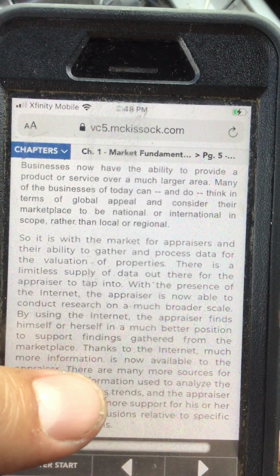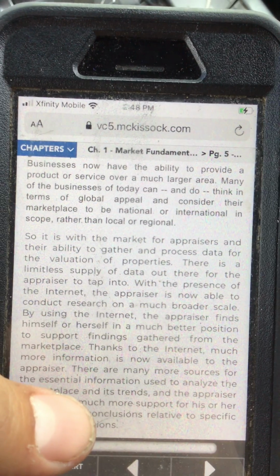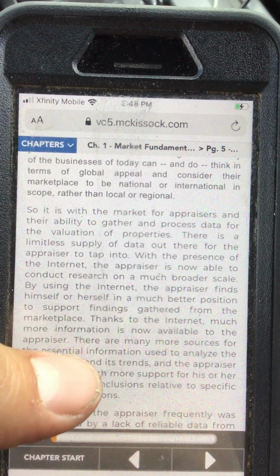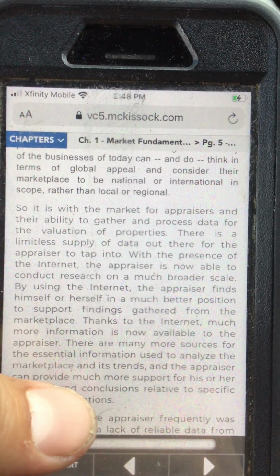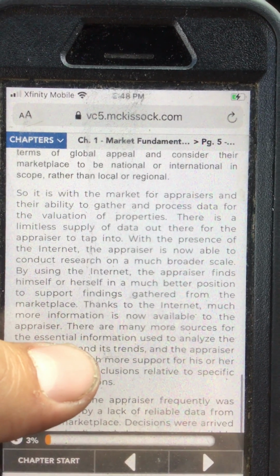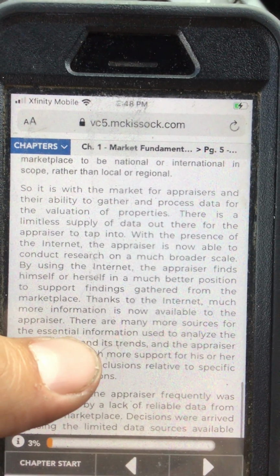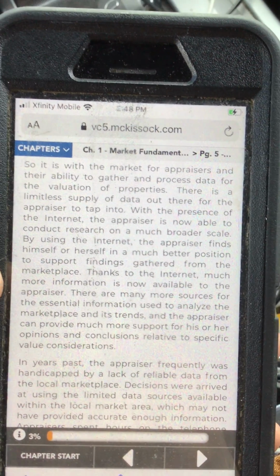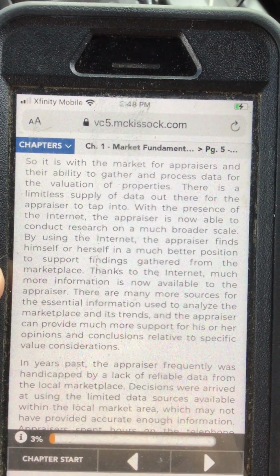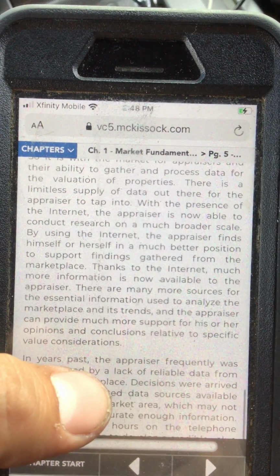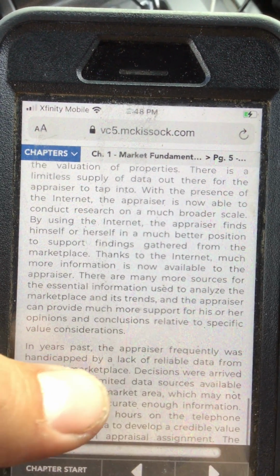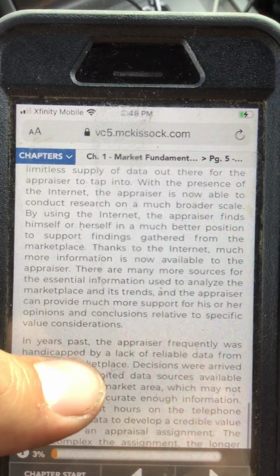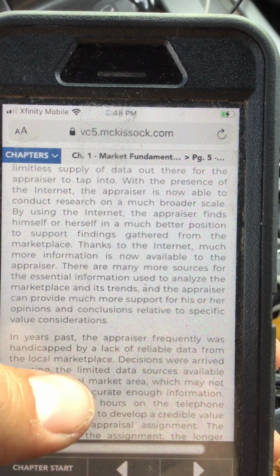Businesses now have the ability to provide a product or service over a much larger area. Many of the businesses of today can and do think in terms of global appeal and consider their marketplace to be national or international in scope rather than local or regional. So it is with the market for appraisers and their ability to gather and process data for the valuation of properties. There is a limitless supply of data out there for the appraiser to tap into.